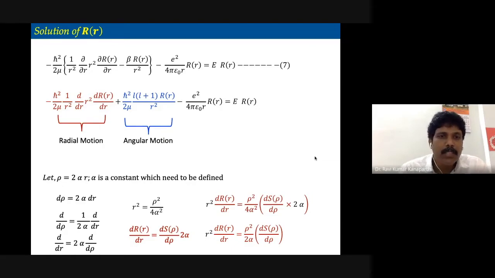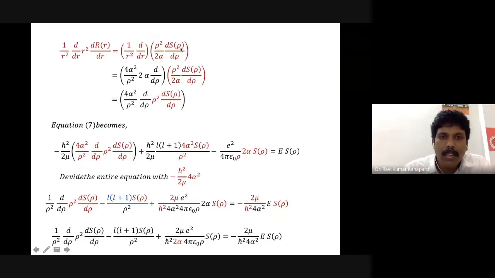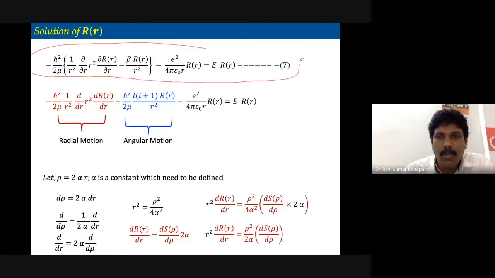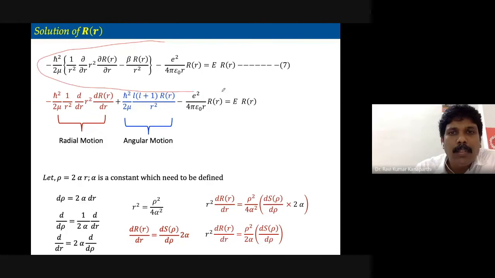The third equation is already here, that is nothing but the radial equation. This particular equation is what we call the radial equation, and if you try to solve this radial equation, then we will get another constant number that we will see today. So this is the radial equation that we have obtained in the previous class.